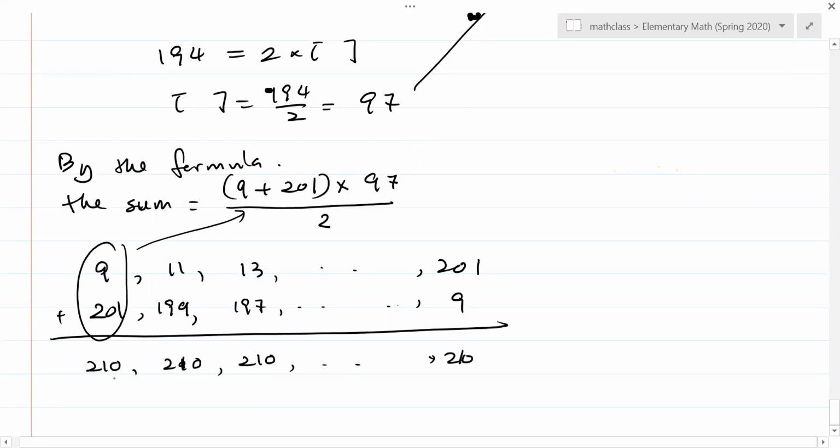The question is how many 210s are there? 97. That's how we get 97. So add them together: 210 times 97. Then you have to divide by 2. Why do I have to divide by 2? Because you doubled the sequence. So the sum of the first row is half of that. Okay, so that's how to get this. So 210 times 97 divided by 2. This is the answer, 10,185. Right? So that is the answer.